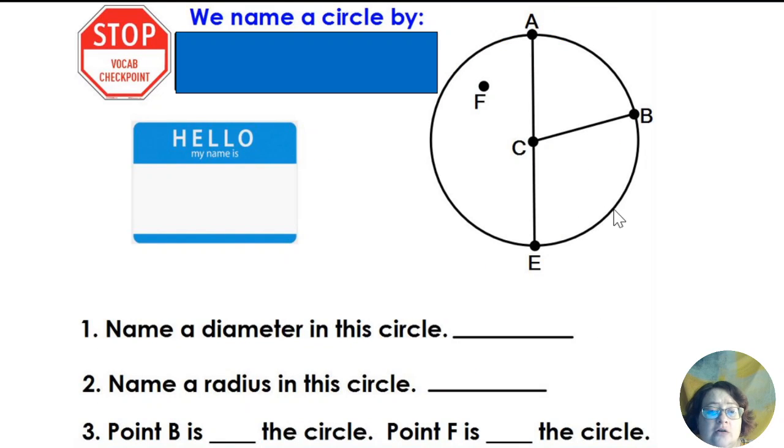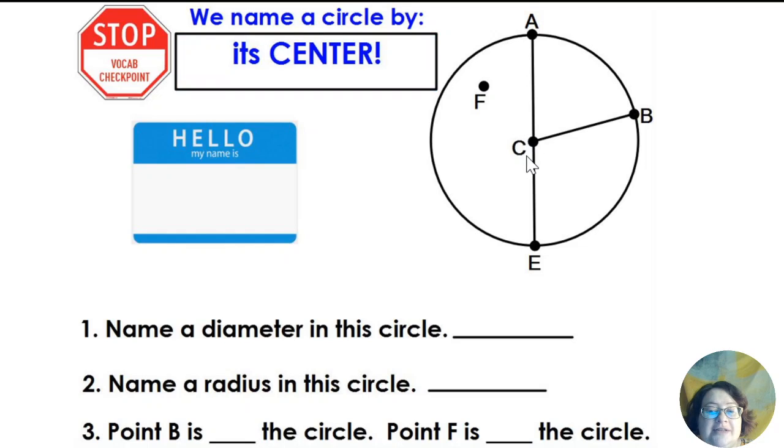To name a circle, we name it by its center. So here we have center C. So the circle's name would be circle C.